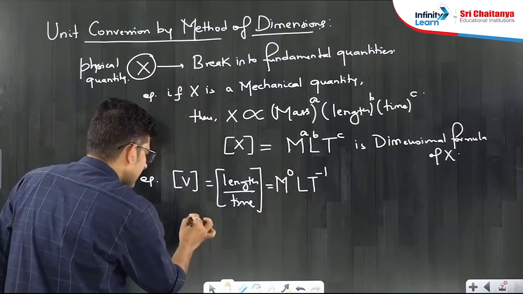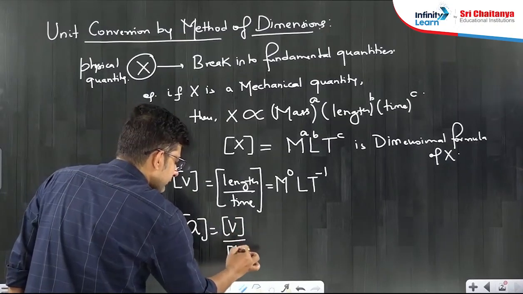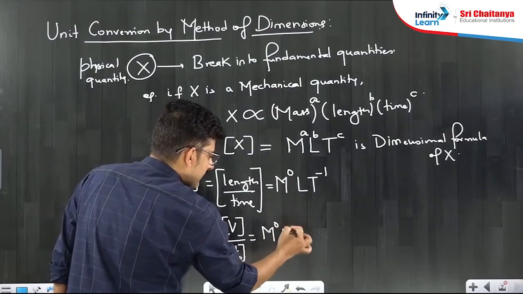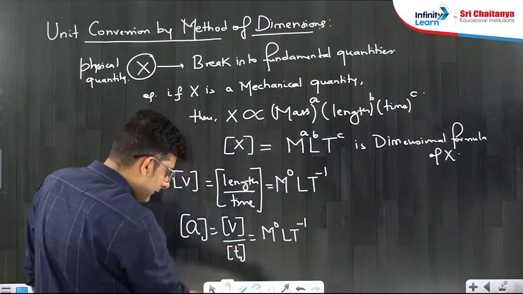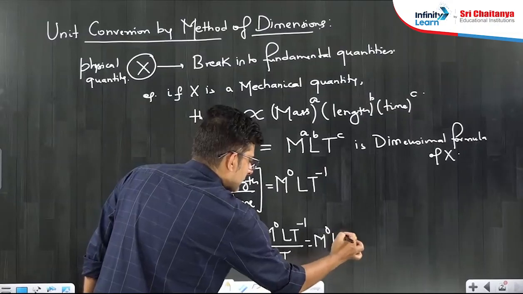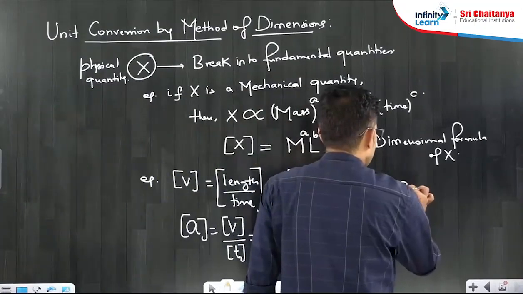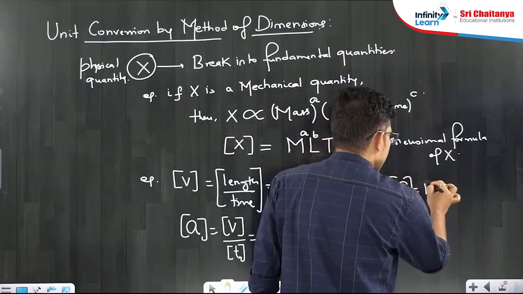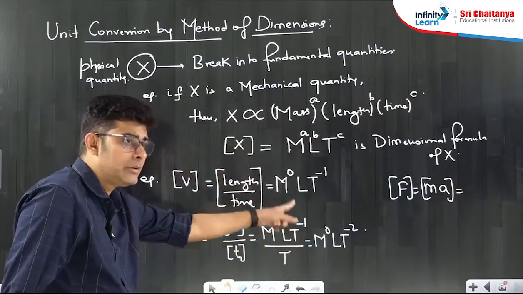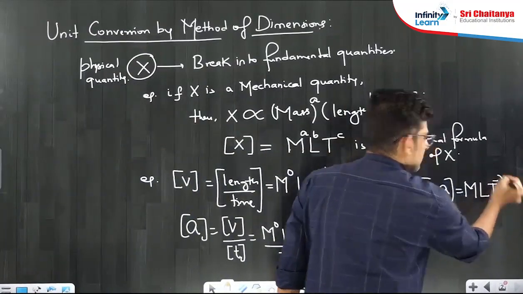If I write acceleration, I can write acceleration as v by time. Now I already know for v it is M to the power 0 L T to the power minus 1, divided by T. So it will become M to the power 0 L T to the power minus 2. If I want to write force, I can write mass into acceleration. Now I already know acceleration, I will multiply with mass. So I will get M L T to the power minus 2.